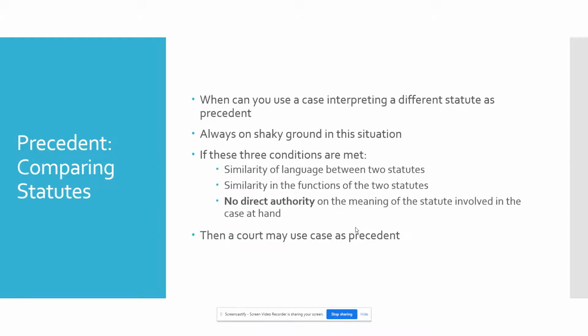So that's for case law. When you're comparing statutes, you don't really want to use a case that's interpreting a different statute. Remember how we looked at the annotations for that under color of law statute? We can use any of those cases to interpret our statute. We don't really want to use a case that's interpreting a different statute. So don't do that.